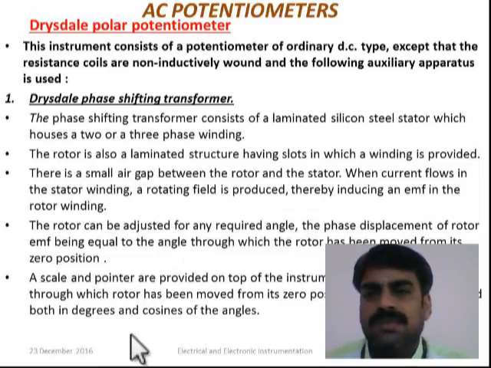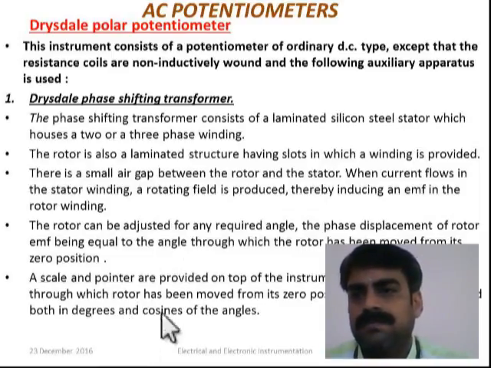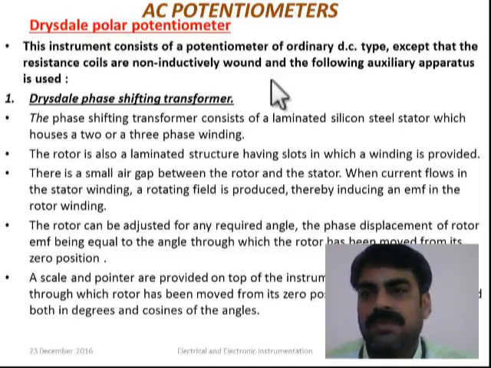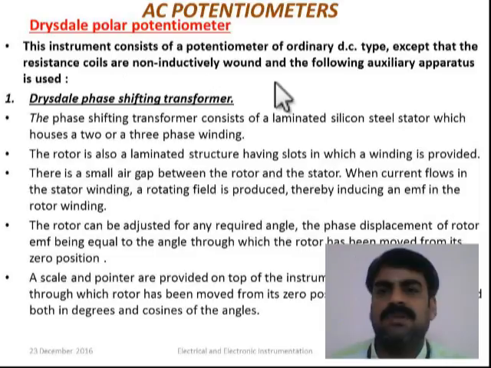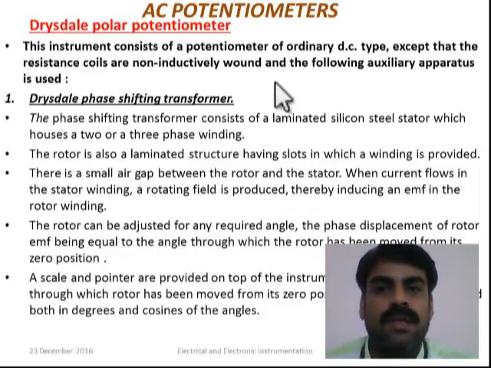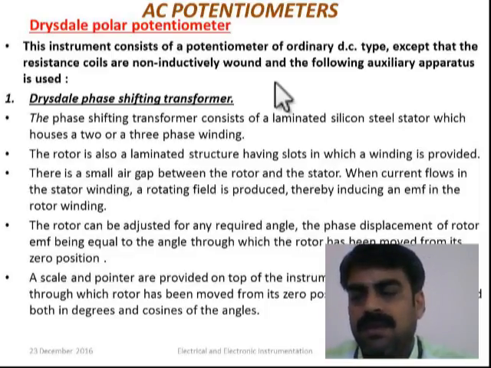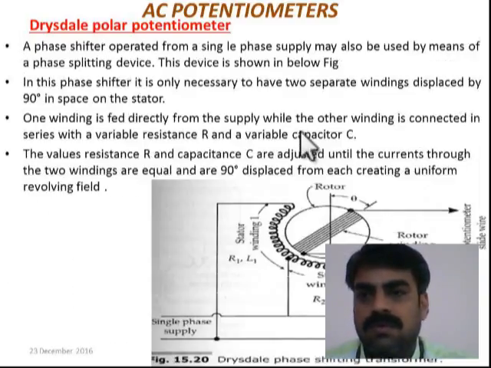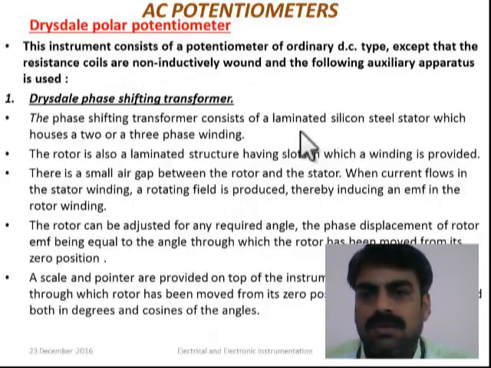Here there are two types. We are going to discuss the Drysdale polar potentiometer. This instrument consists of a potentiometer of ordinary DC type, except that the resistance coils are non-inductively wound and the following auxiliary apparatus is used. So let us see the construction. This is how one of the components looks. What are the auxiliary apparatuses used here?